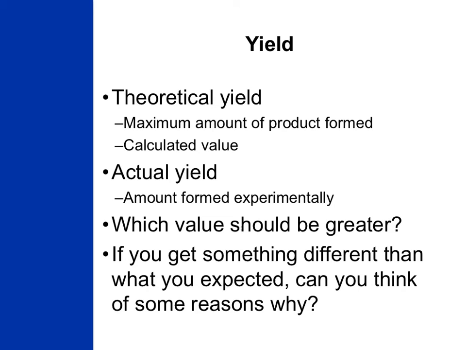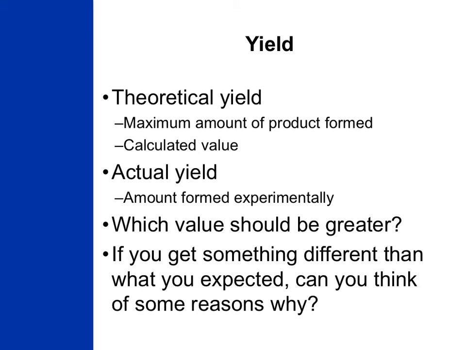We need to remember, no matter what we do, we can never have an actual yield that is greater than our theoretical yield. If you get an actual yield that's greater than your theoretical yield, either your sample isn't dry or there's some other product in your mixture. Now, it's important to understand how this could happen, so it's a good idea to look at the procedure and see where this could have gone wrong.